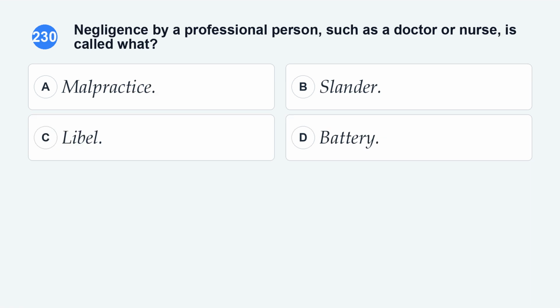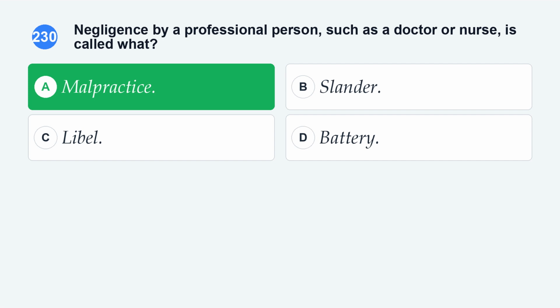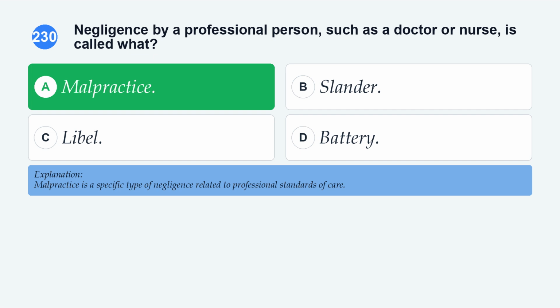Question 230. Negligence by a professional person, such as a doctor or nurse, is called what? Option A, malpractice. Option B, slander. Option C, libel. Option D, battery. The correct answer is option A, malpractice. Explanation. Malpractice is a specific type of negligence related to professional standards of care.